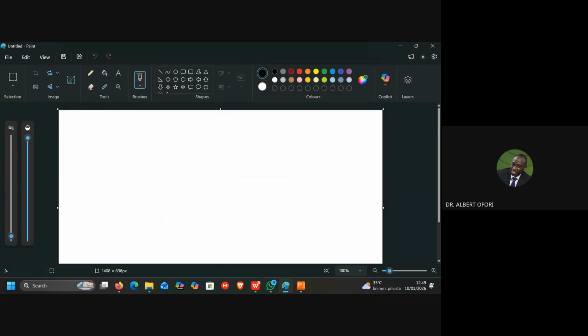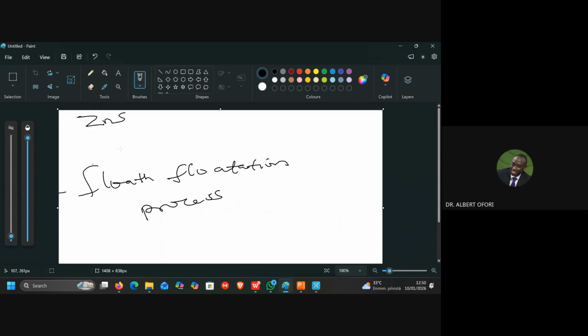Maybe I should write it. So that's the steps that I'm showing here. Sorry, I think my distance is off. Okay, so that's the flotation method or process. Yeah, so this is where we have the blende, the zinc. When we say zinc blende, it's just the zinc sulfide. That's what we call zinc blende.